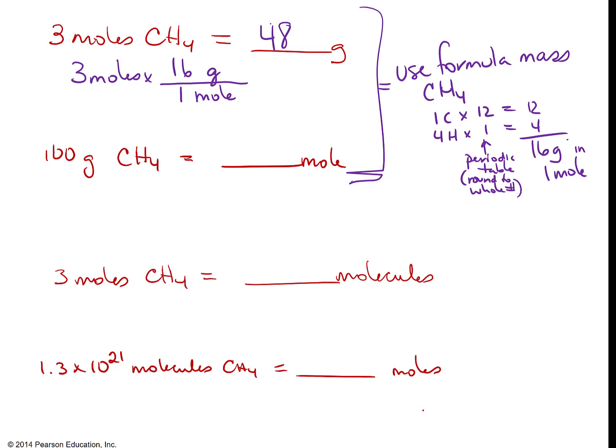It's just 1 step, and it won't ever be more than 1 step. But if you have grams and moles, that's how you figure it out. That's how you go from grams to moles or moles to grams. You just use the formula mass.